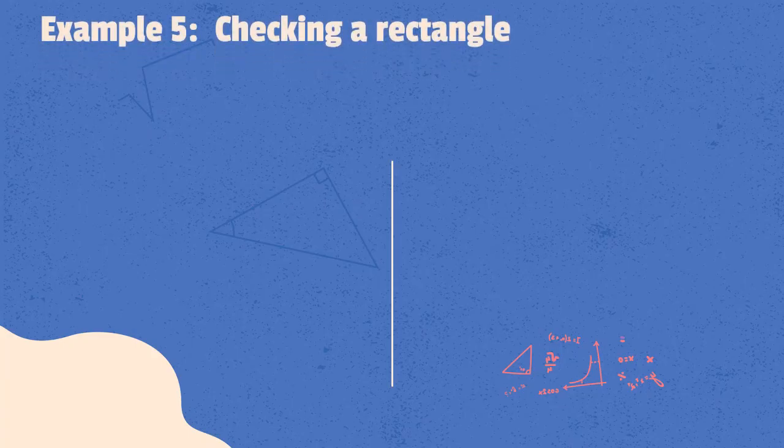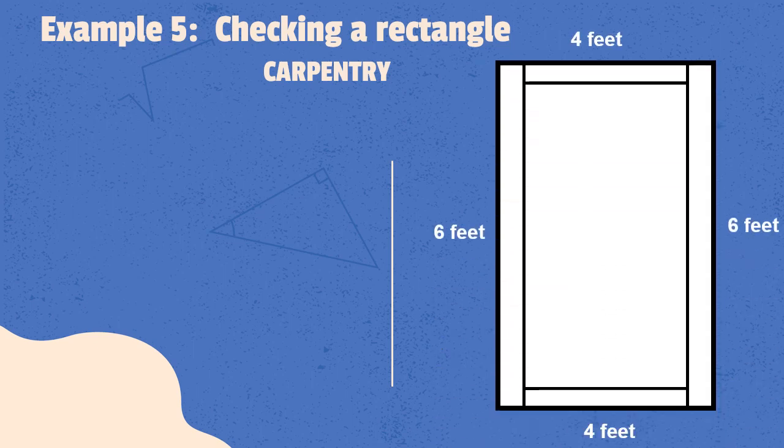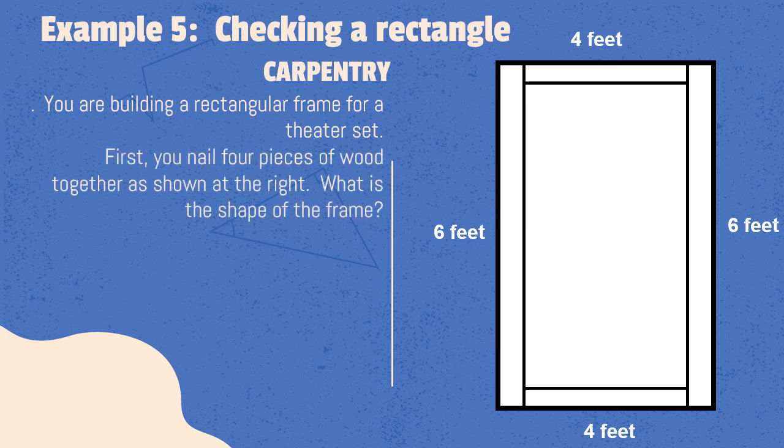We have an example 5. We're going to check the figure that we have in here. We're going to check if this figure is a rectangle. And we have an application in carpentry. We're building a rectangle frame for a theater set. First, we put together the 4 pieces of wood as is being shown at the right. And the question is, what is the shape of the frame?